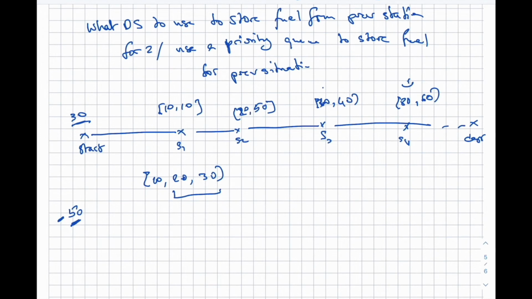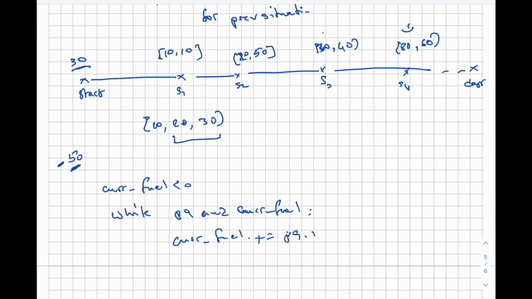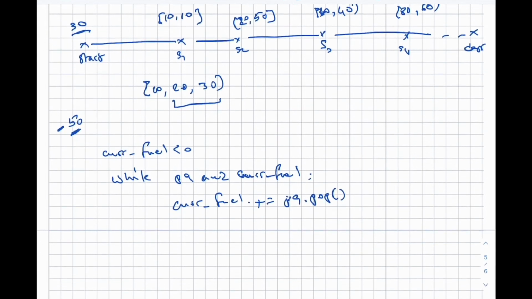So that basically means that if current fuel is smaller than 0, we need to keep popping until it's no longer negative. So we need to keep popping and adding to the current fuel, basically a repeated queue.pop. And each time we pick and pop from the queue, that's a stop that we have taken. So that's how we calculate the min stops. Yeah, that's pretty much roughly the idea.